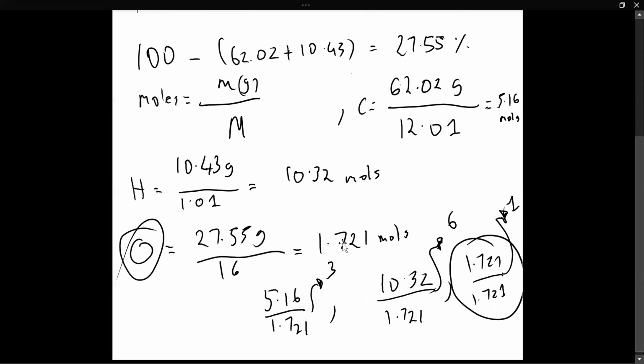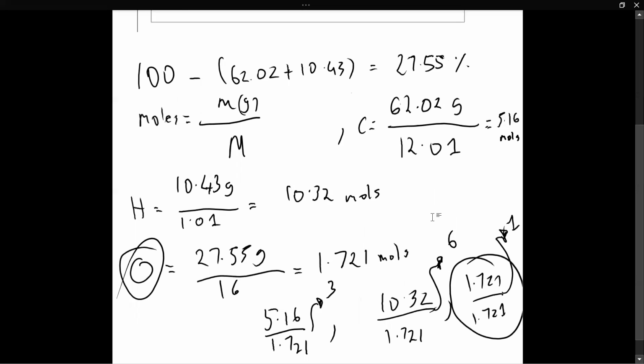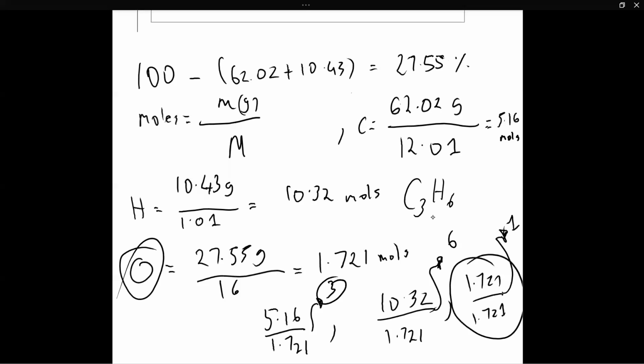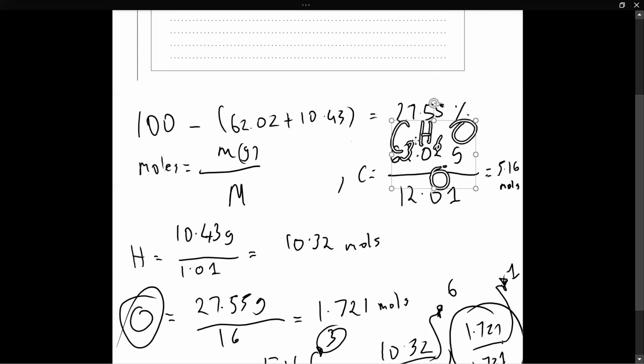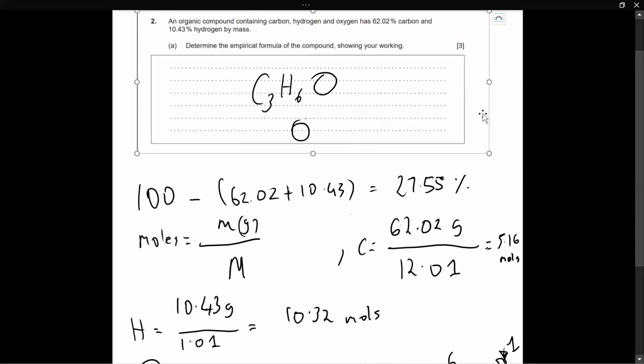So once we get these ratios, these numbers are actually also going to be the empirical formula of this compound. So this substance is actually going to have an empirical formula of C3H6O, one oxygen. Now, of course, I'm not writing the one down here because we don't do that in chemistry, but you can just imagine that it is there. This is how we determine the empirical formula. So this whole thing over here is actually the empirical formula of our mystery substance.